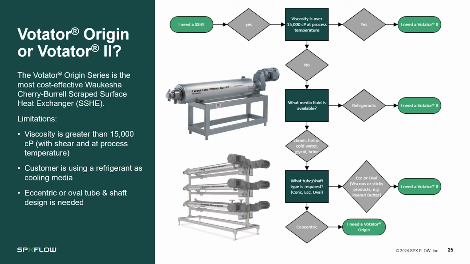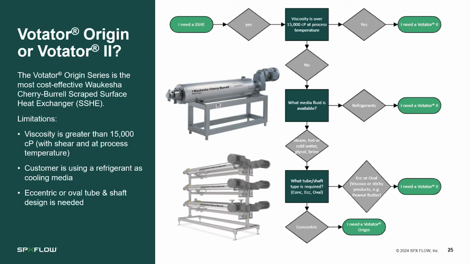is your viscosity over 15,000 centipoise? So we talked about this a few different times. If the answer is yes, then we would start looking at the Votator II right away, as that's the limiting viscosity for the Votator Origin. But let's say it isn't. It's 10,000 centipoise, or depending on the shear rate and the temperature, it's just less than the 15,000 limit. The next question I would ask is what media fluid is available.